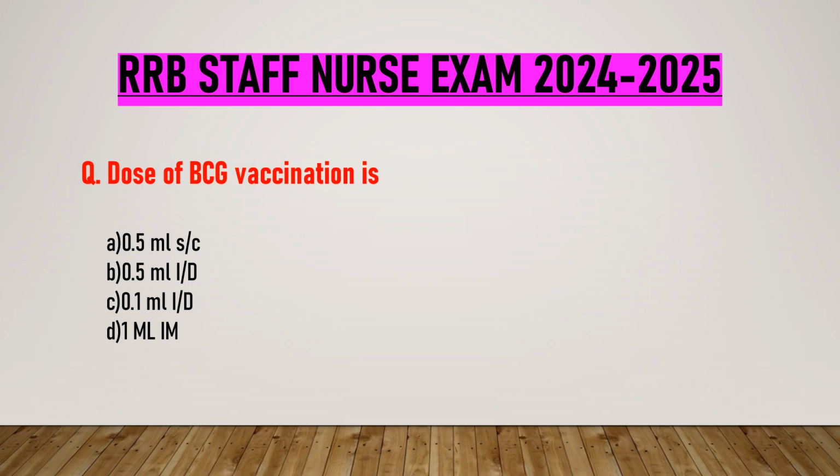Dose of BCG vaccination is? Options are 0.5 ml subcutaneous, 0.5 ml intradermal, 0.1 ml intradermal, 1 ml IM. So the answer is option C, 0.1 ml intradermal.